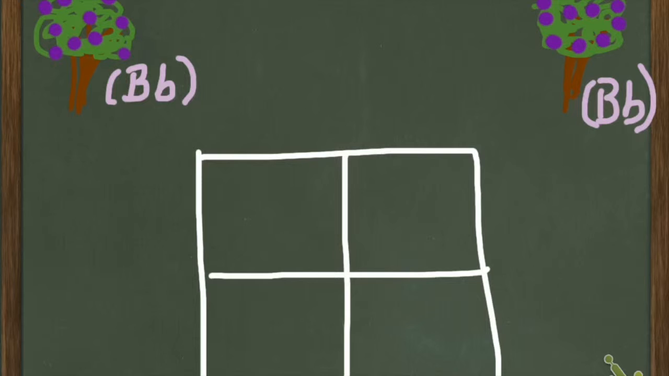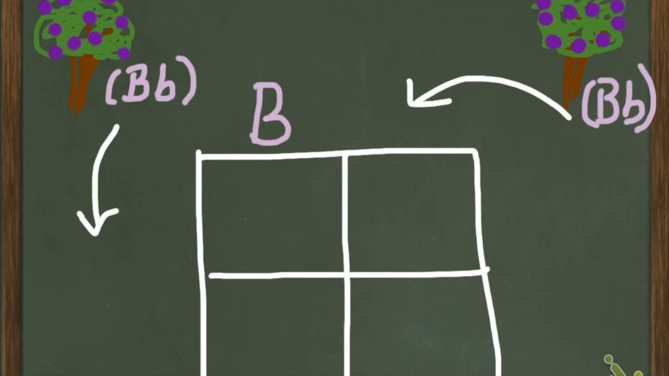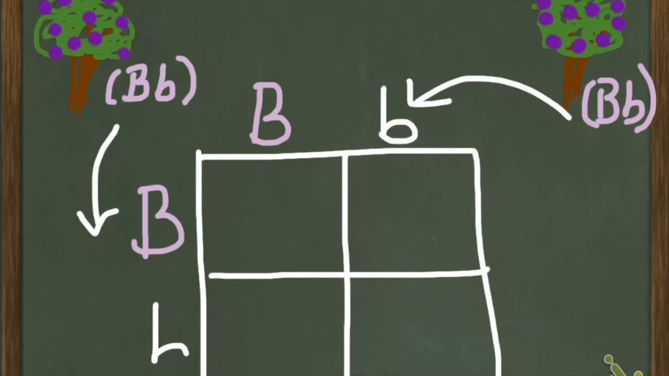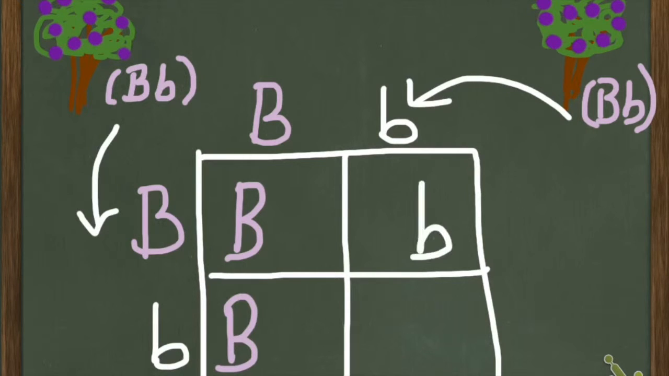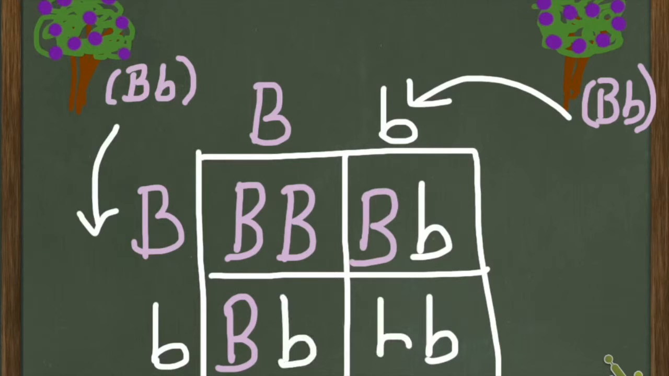To create a Punnett square, perform the following steps. Take the factors from the first parent and place them at the top of the square, capital B and lowercase b. Take the factors from the second parent and line them up on the left side of the square, again capital B and lowercase b in this case. Pull the factors from the top into the boxes below. Then pull the factors from the side into the boxes next to them. The possible offspring are represented by the letters in the boxes with one factor coming from each parent.